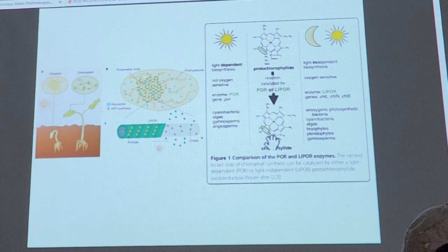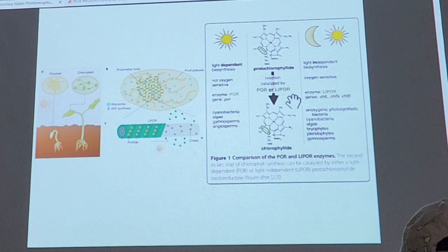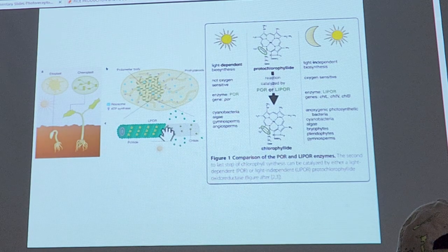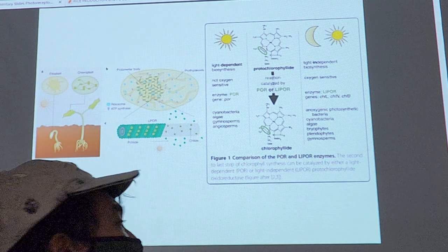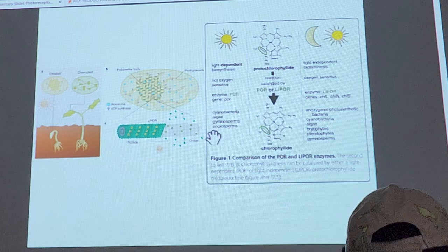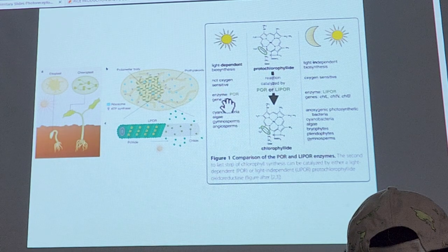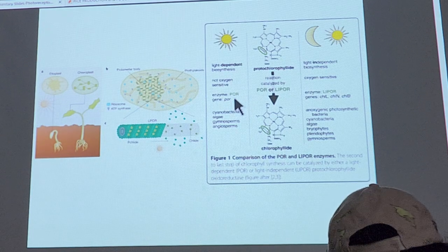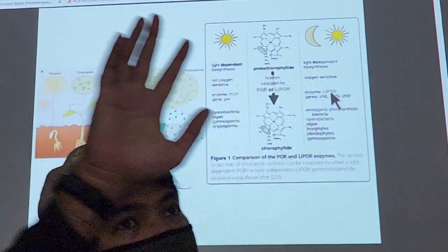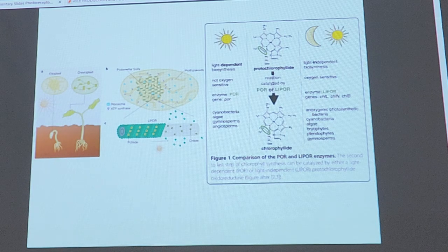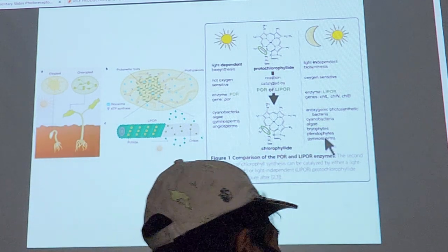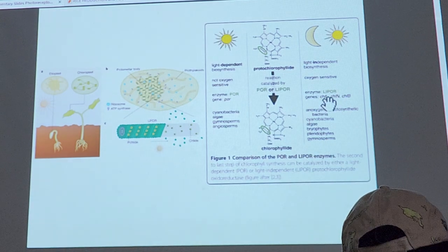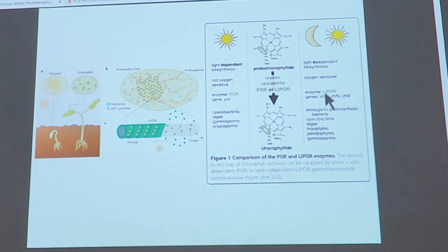For the image here, you can see that there are two enzymes. We are interested in this left side here, because we are dealing with gymnosperm and angiosperm. I hope you know what that means. For gymnosperm and angiosperm, the enzyme responsible is POR, the POR enzyme. But plants are not the only organisms that have chlorophyll. There are other beings that have chlorophyll, like the cyanobacteria, algae, and so on. They use a different set of enzyme called LIPOR. LI stands for light independent.